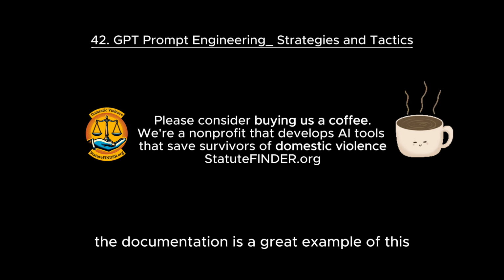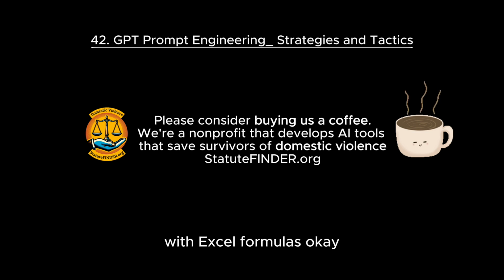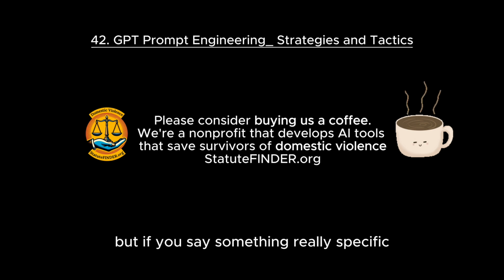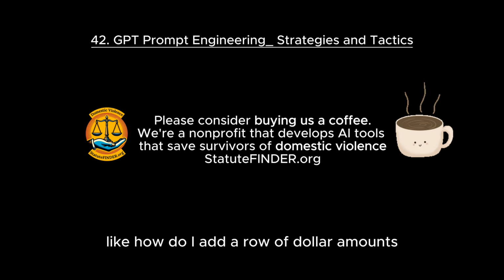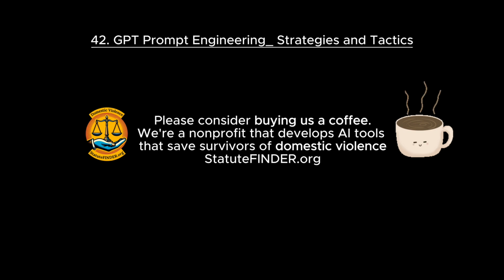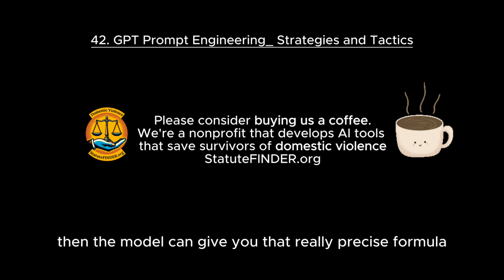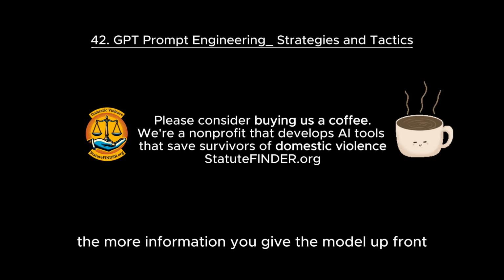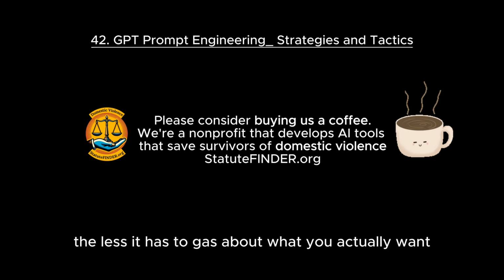Exactly. The documentation has a great example of this with Excel formulas. If you ask something general, like, how do I add numbers in Excel? You're going to get a pretty basic answer. Right. But if you say something really specific, like, how do I add a row of dollar amounts and do that automatically for a whole sheet and have the totals appear in a column called total, then the model can give you that really precise formula you need. Oh, that makes a lot of sense. So the more information you give the model up front, the less it has to guess about what you actually want.